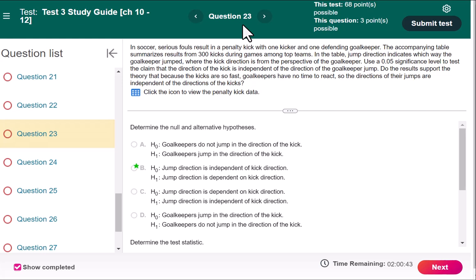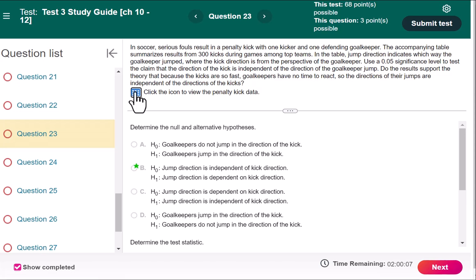So your null hypothesis will be the direction of the kick is independent of the direction of the goalkeeper jump, and your alternative will be the direction of the kick is dependent on the direction of the goalkeeper jump. Do the results support the theory that because the kicks are so fast, goalkeepers have no time to react, so the direction of their jumps is independent of the direction of the kick? All right, so this is the null and the alternative.